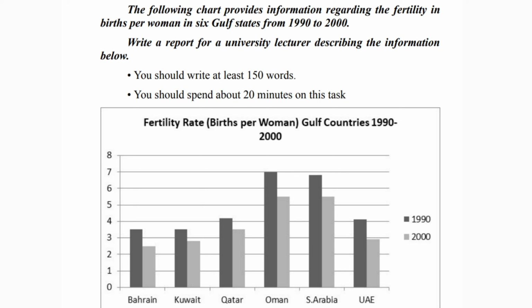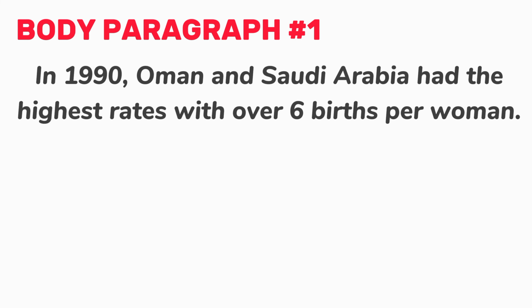If you go with the second way, it will be a little difficult for the examiner to understand it. So I'll be moving with the first way. First, I'll be describing the highest fertility rate countries, that are Oman and Saudi Arabia. In 1990, Oman and Saudi Arabia had the highest rates with over 6 births per woman.